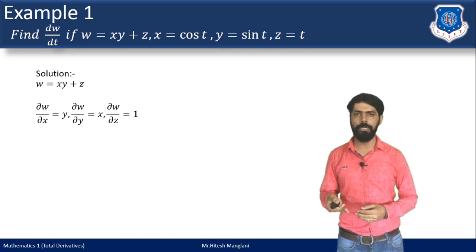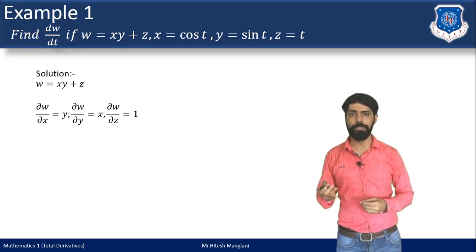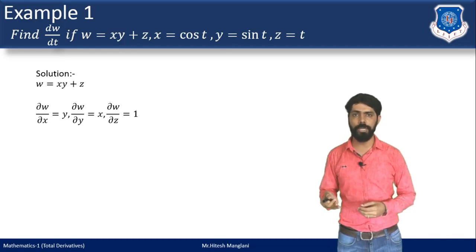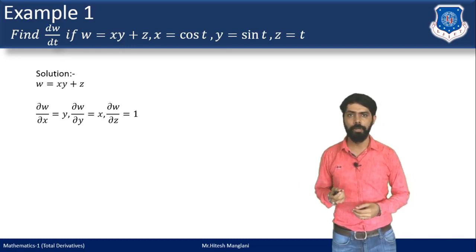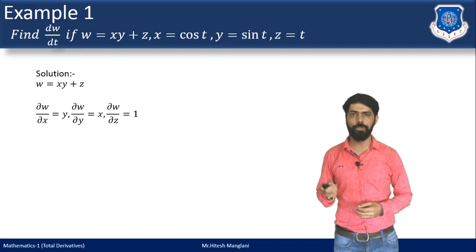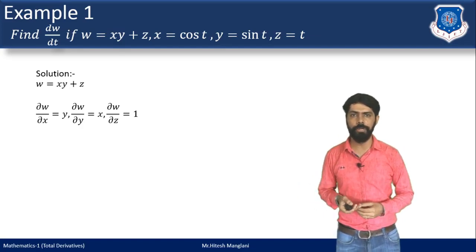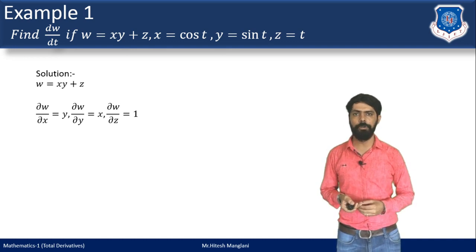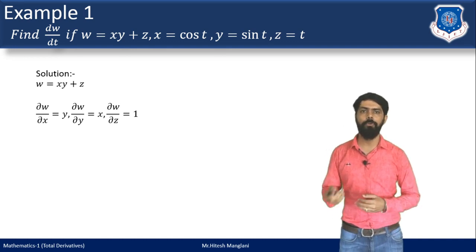If we take the partial derivative of w with respect to x, then y is a constant. So y will be as it is and the derivative of x is 1. And z is a constant, so the second term is a constant, and the derivative of a constant term is 0. Therefore del w by del x is equal to y.